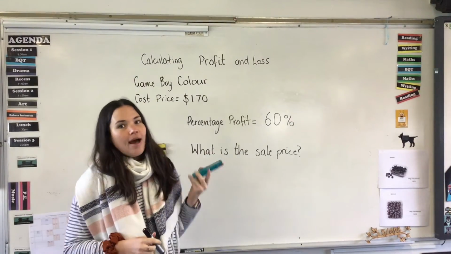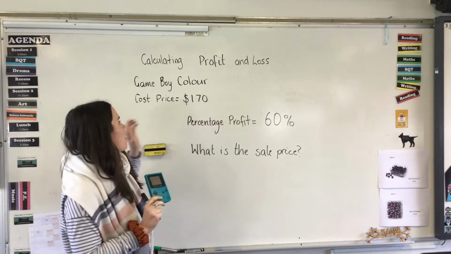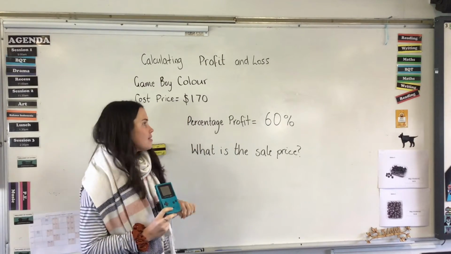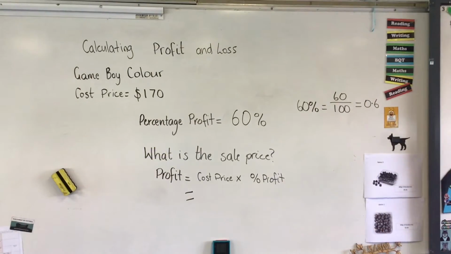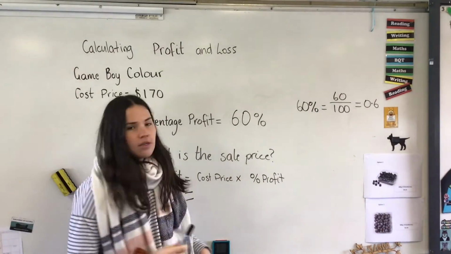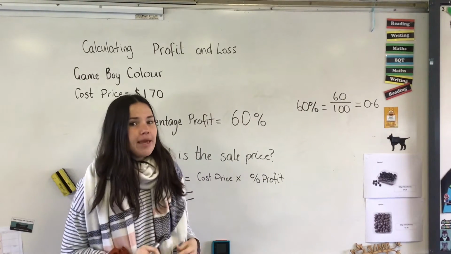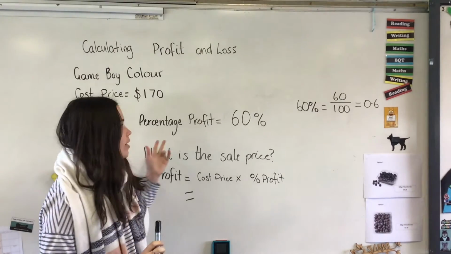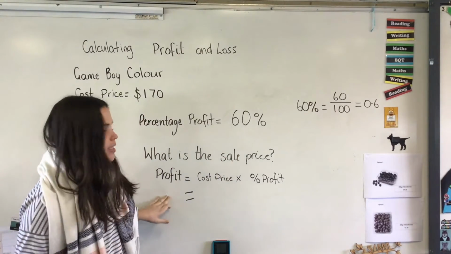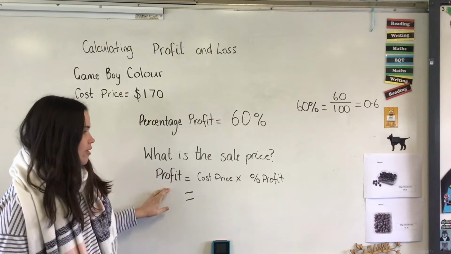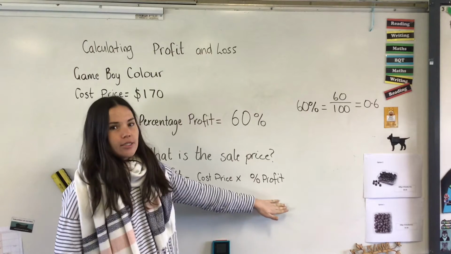So what I want to work out is what the sale price of my Game Boy is if I bought it for $170 and I want to make 60% profit. My first step is to find out how much profit I'm going to make if I sell my Game Boy Color for a 60% profit. So I've written my formula down here, which is profit is equal to the cost price times the percentage profit.